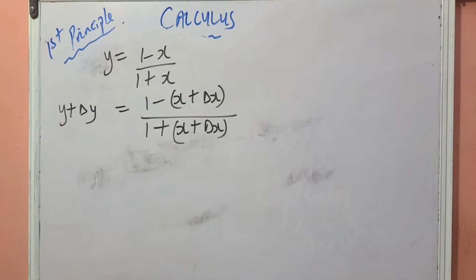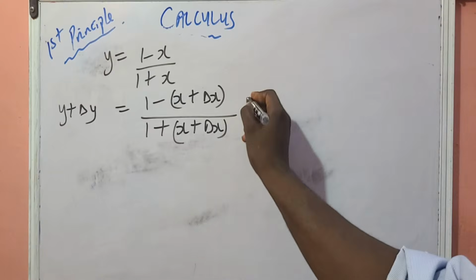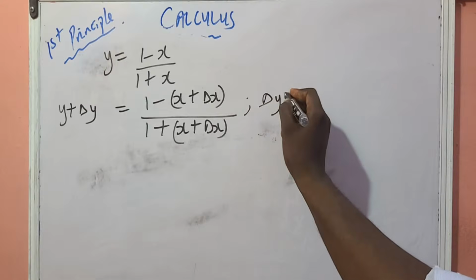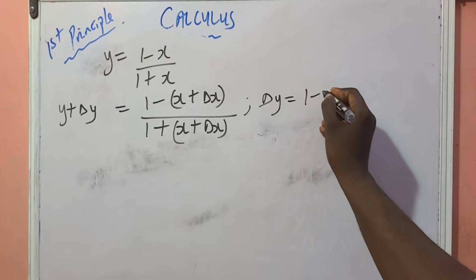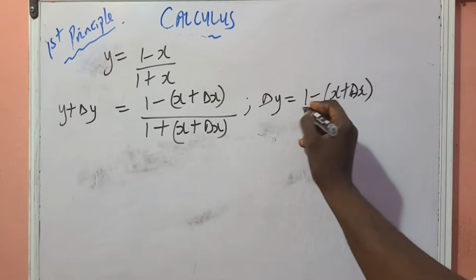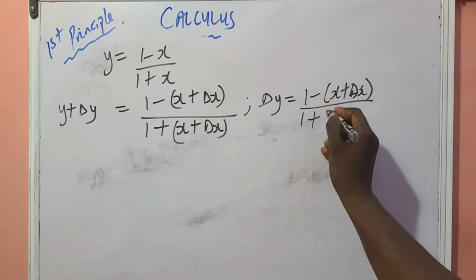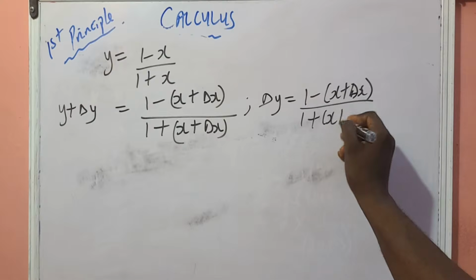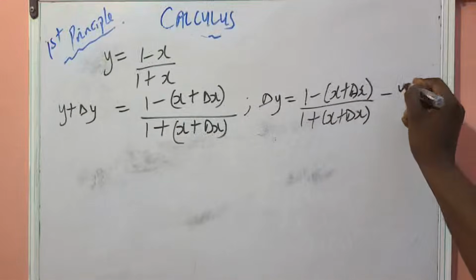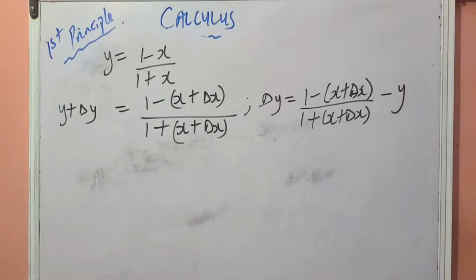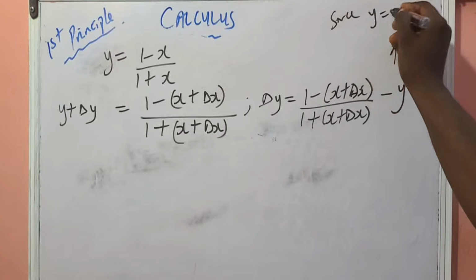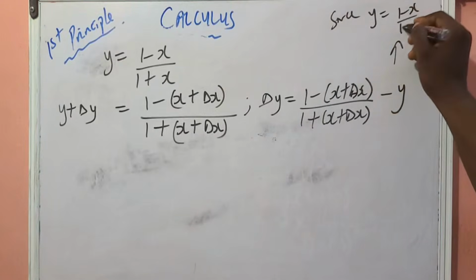Okay, now what do I want to do next? I want to make change in y the subject of formula. So change in y is equal to (1 minus (x plus change in x)) over (1 plus (x plus change in x)). Now I want to subtract, of course, I'm taking this y to the other side, minus y. But don't forget, the next thing is to say since our y is equal to (1 minus x) over (1 plus x).